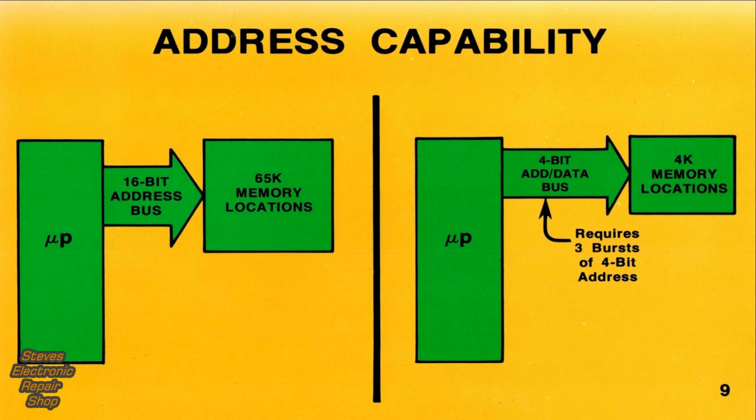The amount of memory that's directly addressable is known as the microprocessor's address capability. The microprocessor on the left has a 16-bit address bus and can directly access 65K of memory. The 4-bitter on the right has a combination address data bus. However, it can address 4K of memory by applying 3 bursts of 4-bit multiplexed address information. The disadvantage of the multiplexing technique is obvious, since more time is required to address a memory location.